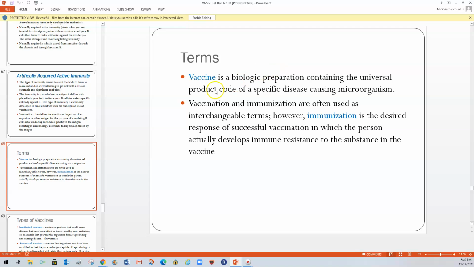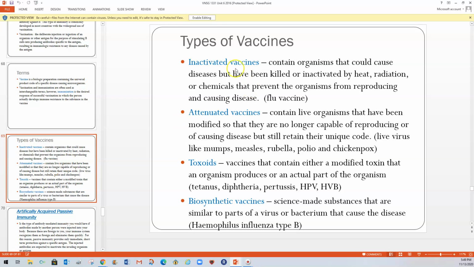You need to know what a vaccine is, what immunization is, and the types of vaccines: inactivated vaccines, attenuated vaccines, toxoids, and biosynthetic vaccines. Inactivated vaccines contain the organisms that could cause the disease that have been killed or inactivated by heat, radiation, or chemicals that prevent the organisms from reproducing, such as the flu vaccine. You're given the actual organism, but it's been killed.